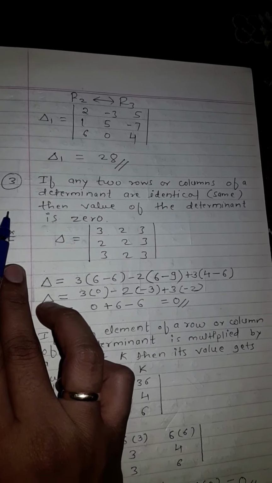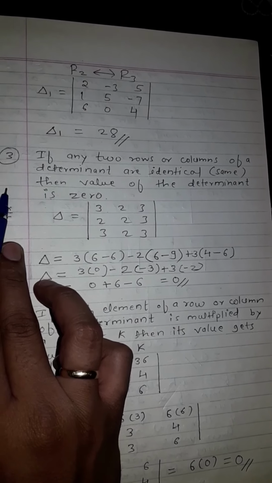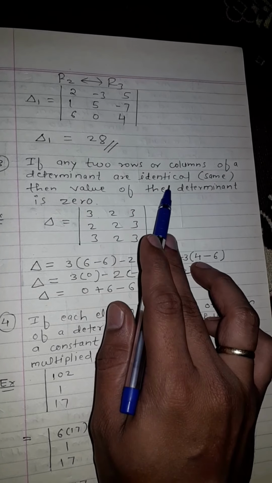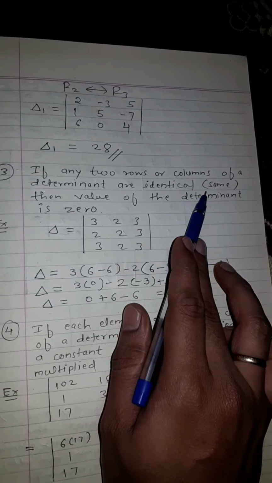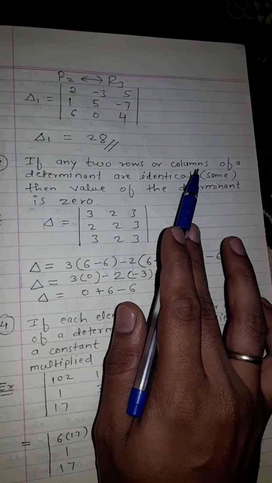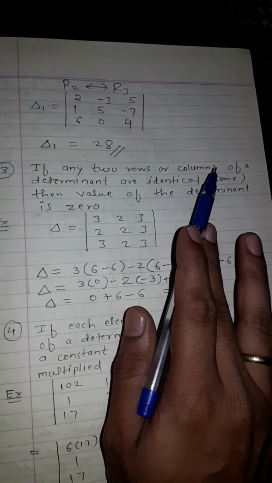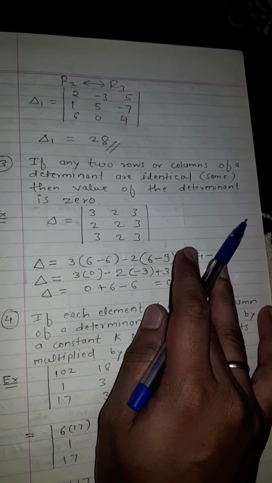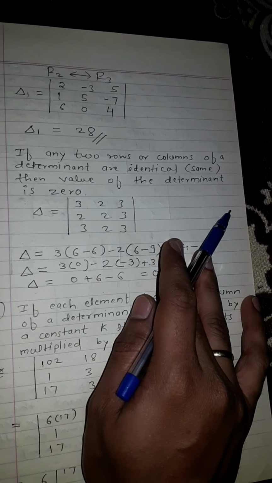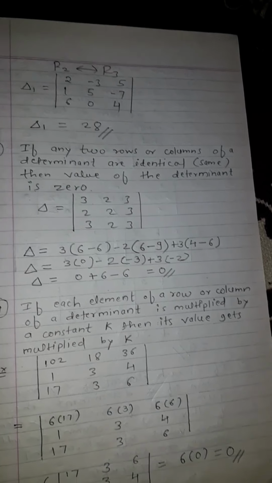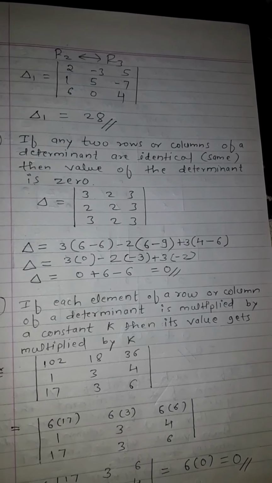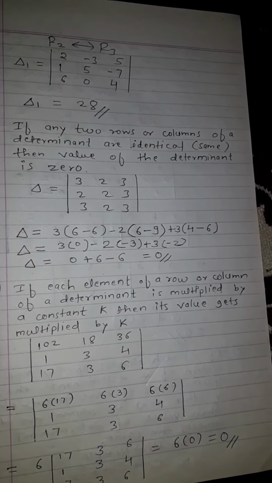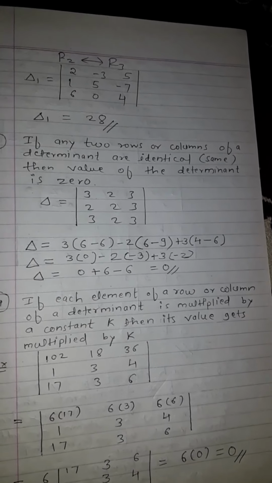Third property: if any 2 rows or columns of a determinant are identical, meaning all the corresponding elements in the rows or columns are the same, then the value of the determinant is 0. This property is important from the examination point of view, because based on it you may get a 1 mark question saying prove that the determinant equals 0. So for 1 mark you will most probably get a question on this property.